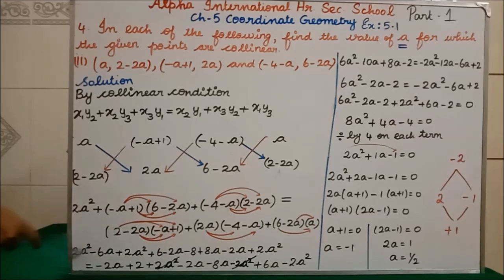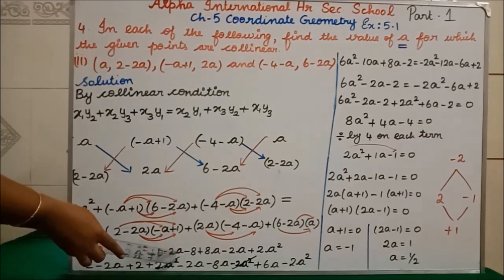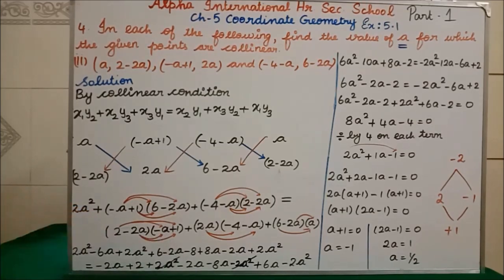So in pencil you strike out this a square term. Now we are going for a. Here minus 6a, here minus 2a. Minus, we are going to add. So minus 8a. Clear? Here again plus a. So plus 8a and minus 8a will get what? Cancel. Can you understand?